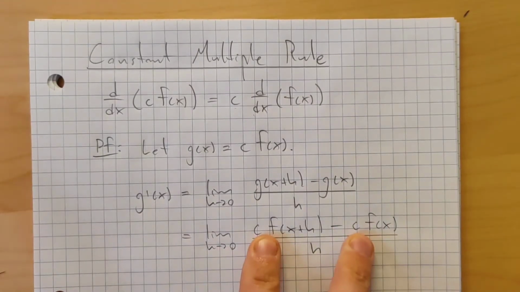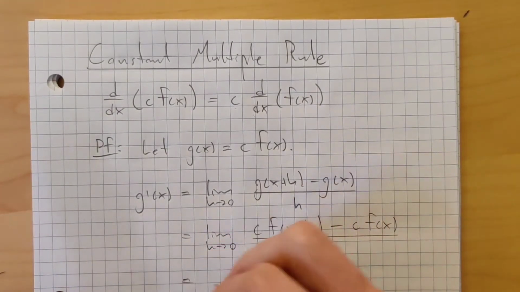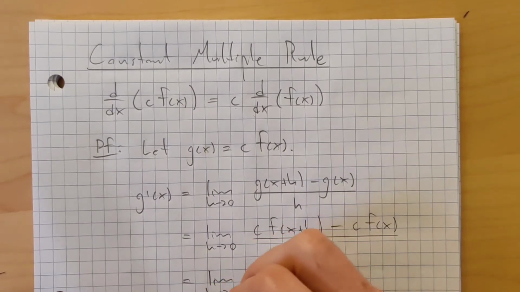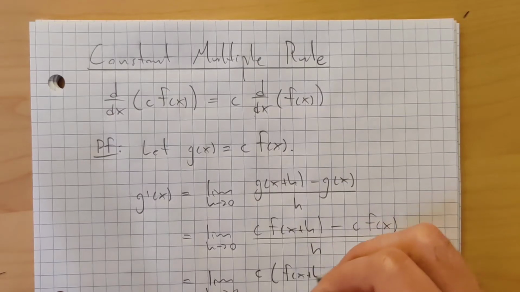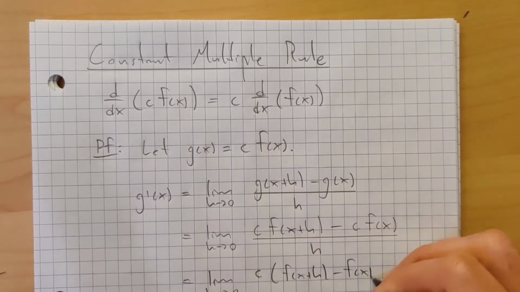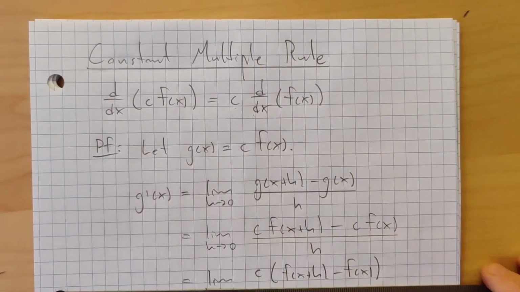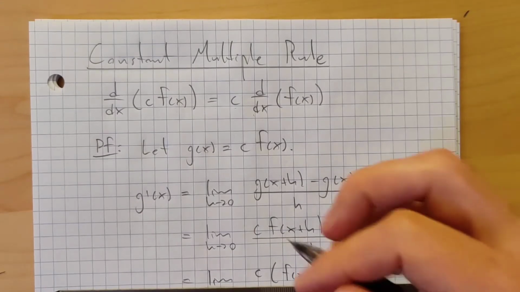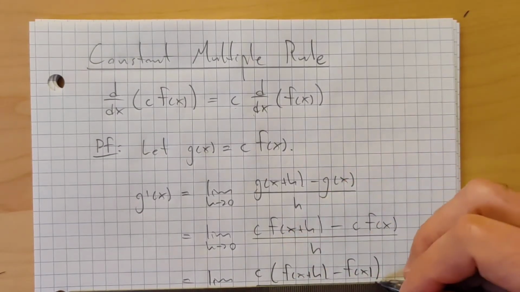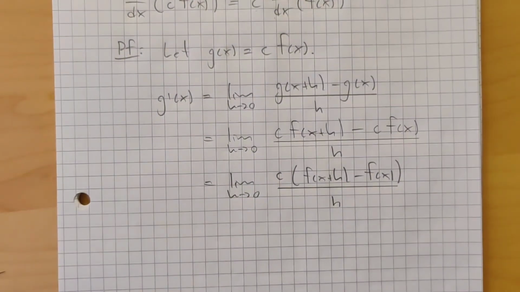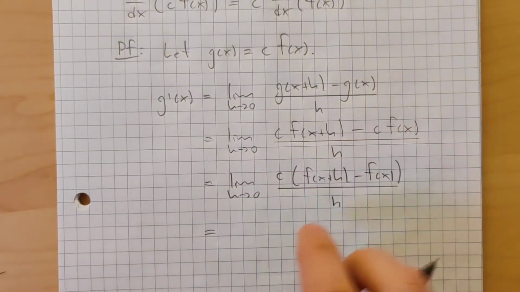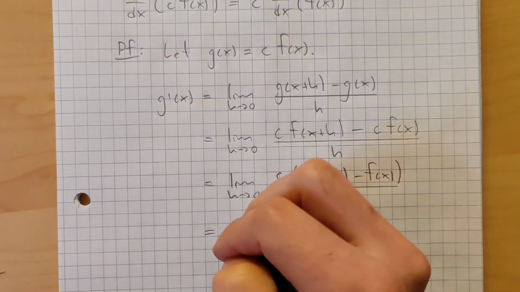So now you see you've got a common factor of c here, so we can factor that out. C times f of x plus h minus f of x over h. All right. And now I'm just going to pull this c outside the limit.